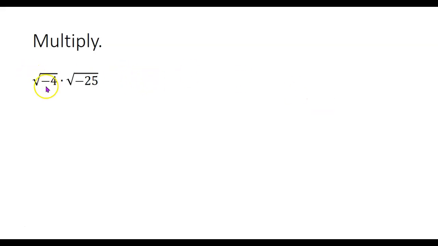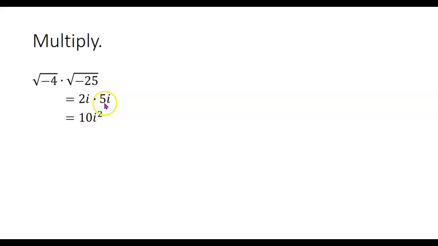What happens if you have the square root of negative 4 times the square root of negative 25? Well, the square root of negative 4 would be the square root of 4, which is 2, times i. And the square root of negative 25 would be the square root of 25, which is 5, times i. So now we have a 2 times an i times a 5 times another i.